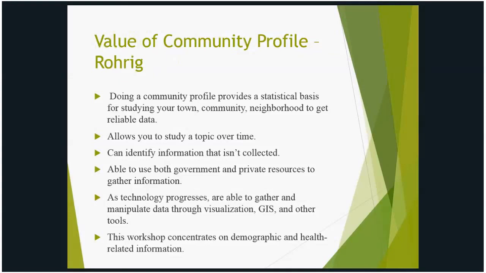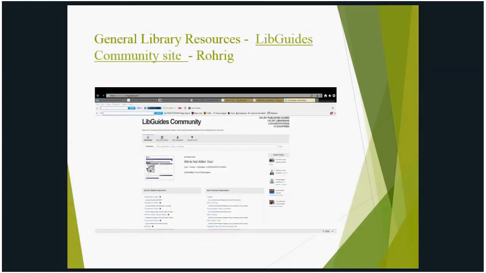So we found the value providing a statistical basis. You can study a topic over time. Sometimes you'll run across information that just isn't collected. So you'll be able to use both the government and private resources. And then as the technology increases, you oftentimes will be able to use GIS and other tools to gather and display information. So the general library resources, I wanted to mention the LibGuides community site.